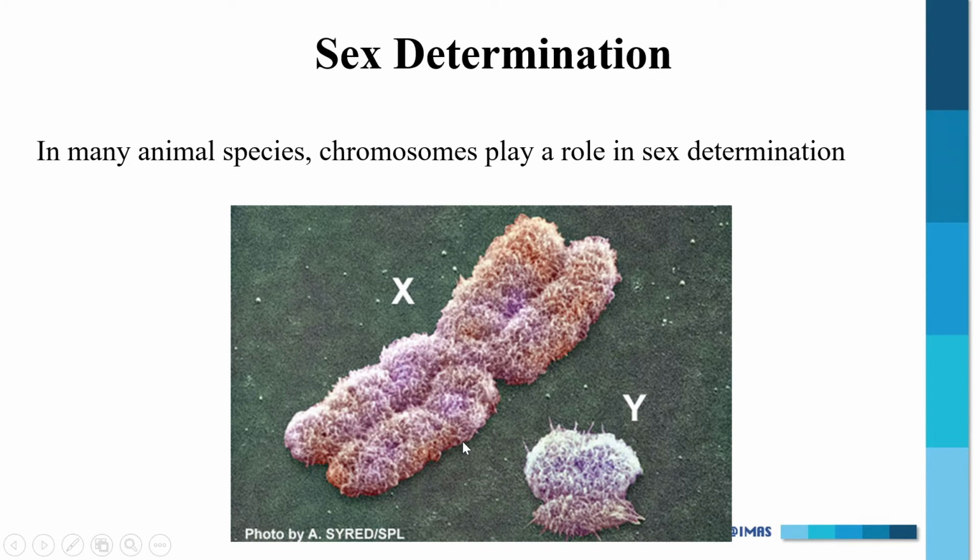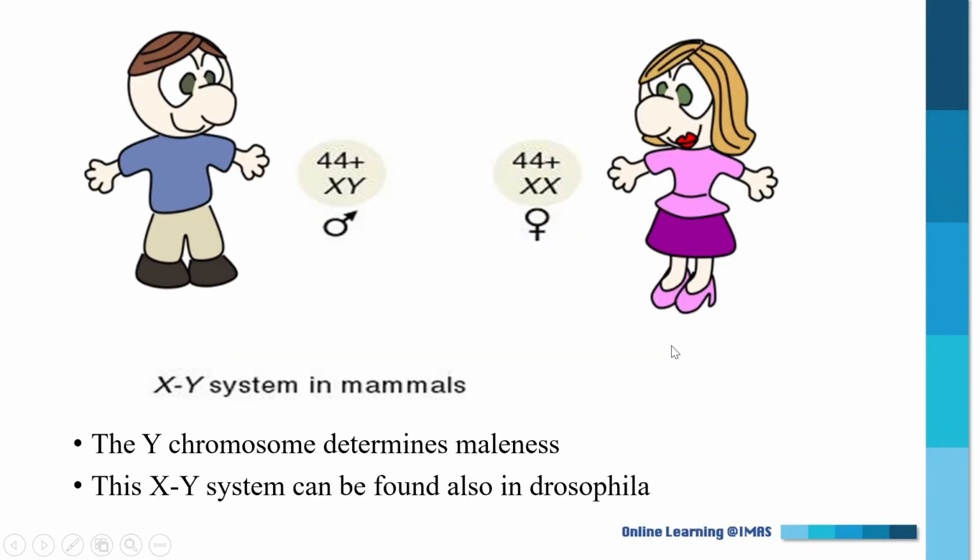Okay, now we move to a new section, which is sex determination. In many animal species, chromosomes play a role in sex determination, and as you all know, we have two types of chromosomes. We have what we call autosomes and sex chromosomes. So the X and Y shown in the picture are human sex chromosomes.